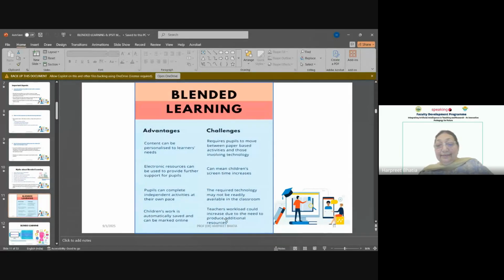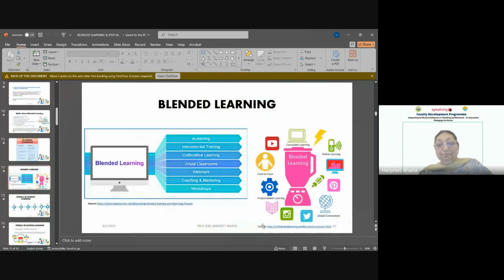And like I said earlier also, the teacher's workload increases because you're going to be looking after each student separately, working at their pace, creating material for the student according to the way the student will be able to learn. And that increases the work on the part of the teacher.